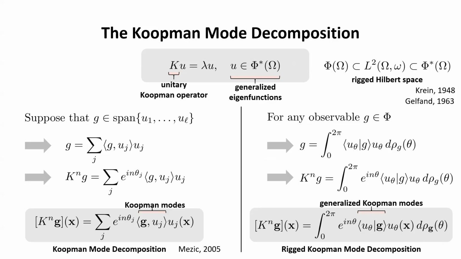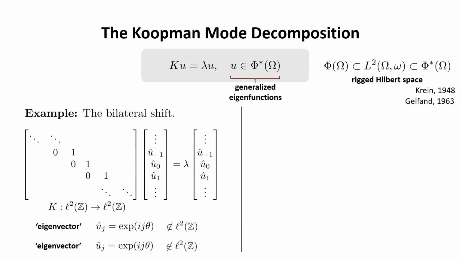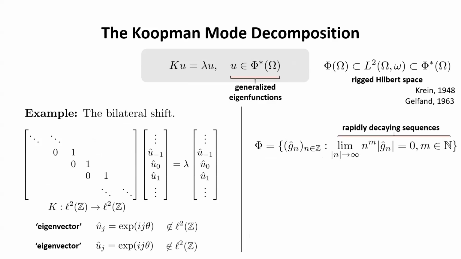So we call this a rigged Koopman mode decomposition. It just seemed natural because you're looking in a rigged Hilbert space. The rigging here comes from the idea of equipping or rigging a sailing ship. So you're equipping this Hilbert space with some extra structure. It doesn't have anything to do with ridge regression, because I've been approached by people who sometimes say so. Anyways, what does this look like for the bilateral shift?